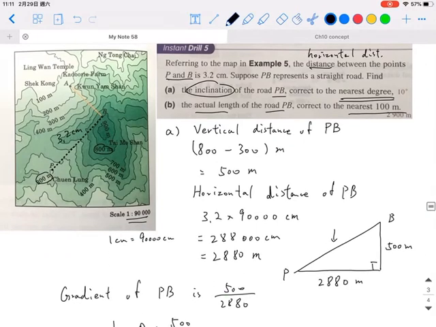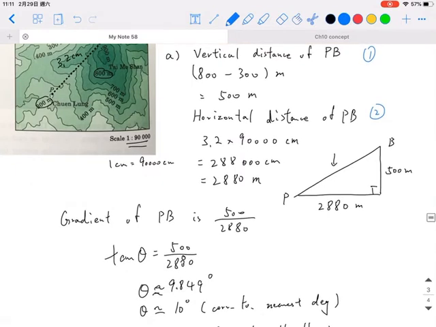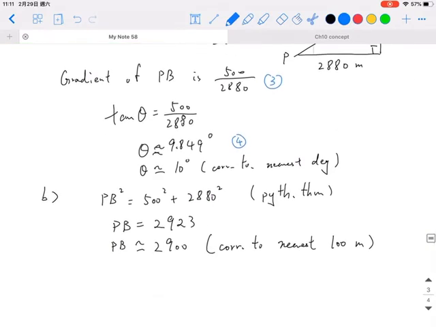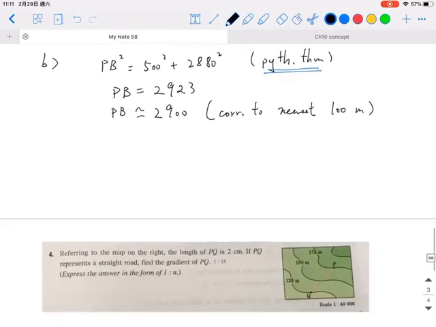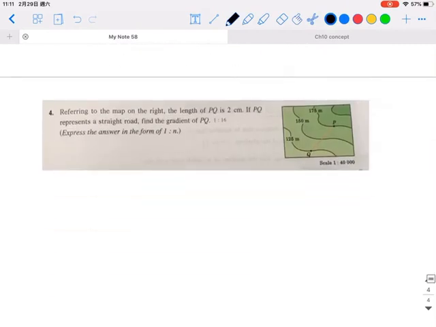So in the map, you first need to find the actual vertical distance and the actual horizontal distance, and then you can find the gradient or the inclination. For the actual length of PB, you can use Pythagoras theorem. And I have one more extra example, Class Practice 10.1, so that you will know it more.